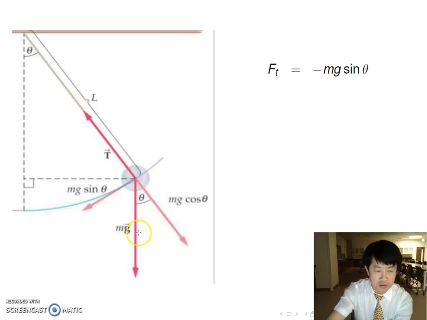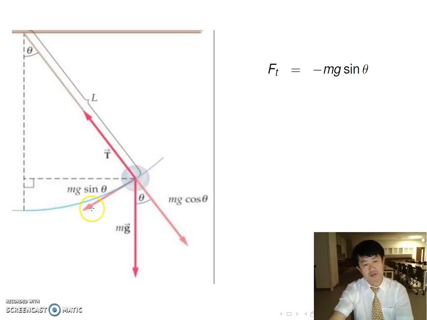The part of the gravitational force that contributes to this motion is the tangential component. It's mg sine theta. It comes from trigonometry. Say this is the tangential vector, and mg is straight down. If you think about an imaginary line right here, then this will be 90 degrees. So this component is mg sine theta. And this angle is also the same as this, because this imaginary line and mg are parallel.